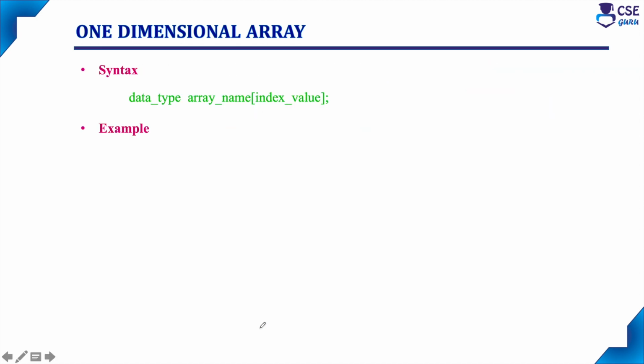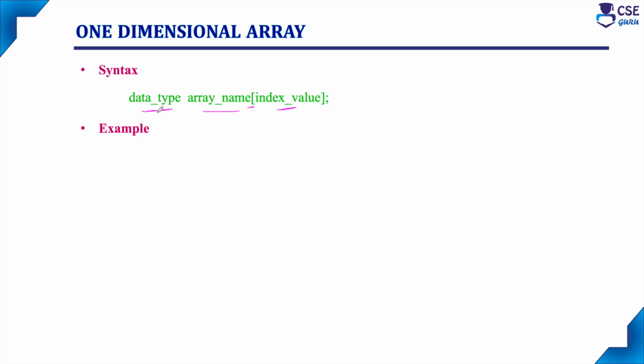Next, how to declare a one-dimensional array? The general syntax is: first we have to give the data type, then a space, then the array name. And within the square brackets, we have to specify the index value. Okay. Data type, then the array name, and immediately, here we should not give space, the array name, immediately an open bracket. We have to specify the size of the array and then close bracket and semicolon. So this is the syntax to declare an array.